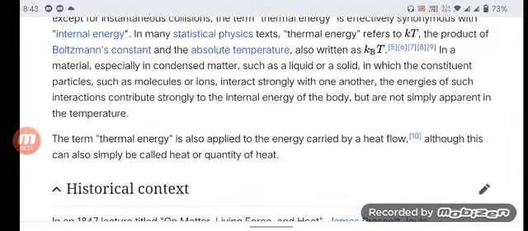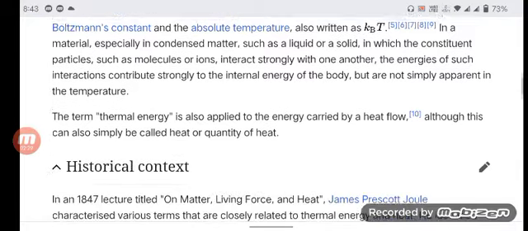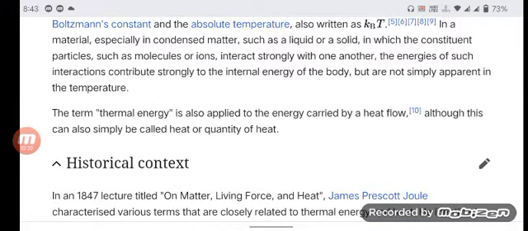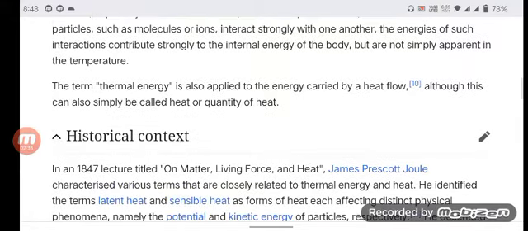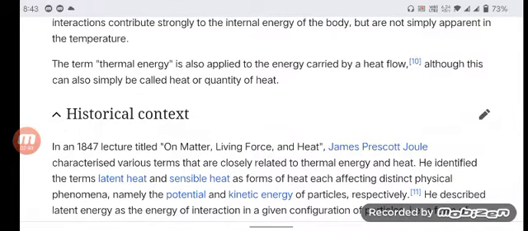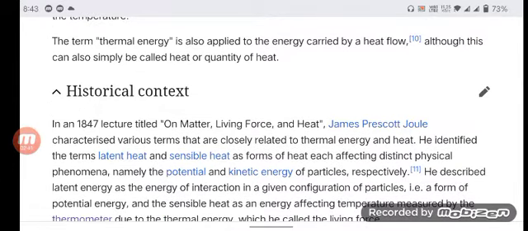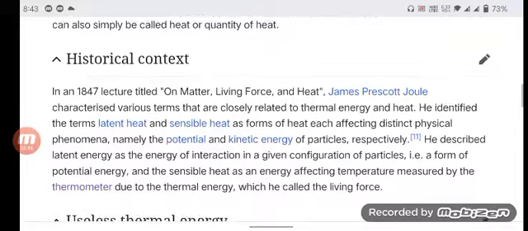The energies of such interactions contribute strongly to the internal energy of the body, but are not simply apparent in the temperature. The term thermal energy is also applied to the energy carried by a heat flow, although this can also simply be called heat or quantity of heat.